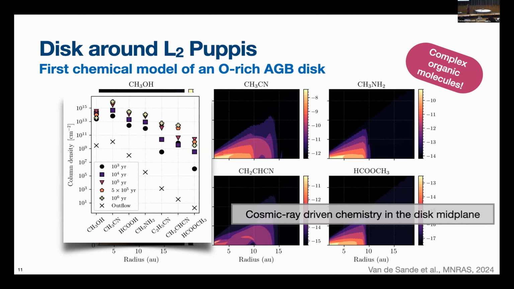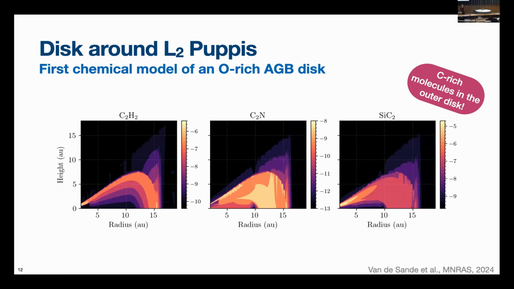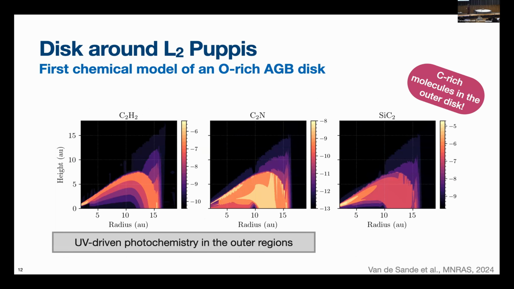So lots of things happening in the midplane, but also if you look at the outer edges of the disk, you find some carbon-bearing species that are very abundantly present. So you have C2H2, C2N, SiC2. Those are carbon-bearing molecules. You wouldn't really expect that an oxygen-rich outflow or disk maybe has these species at such high abundance. And in this case, we find that these molecules are formed through UV-driven photochemistry in the outer regions.